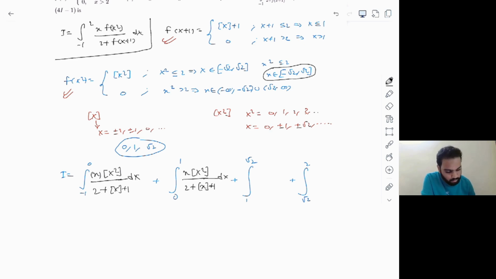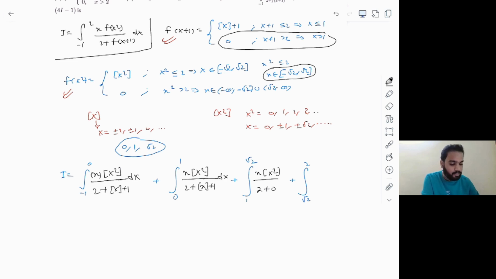Similarly, what about the next one? Now here you have to be careful. This is 1 to root 2, but obviously it is less than root 2. f of x square is step of x square divided by, but 1 to root 2 means it is greater than 1. But look here, when x is greater than 1, you have to put f of x plus 1 as 0. So that would make the denominator 2 plus 0.